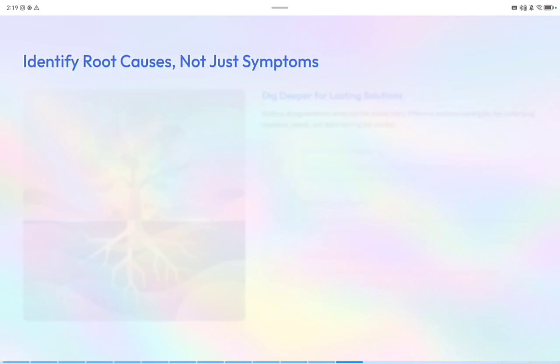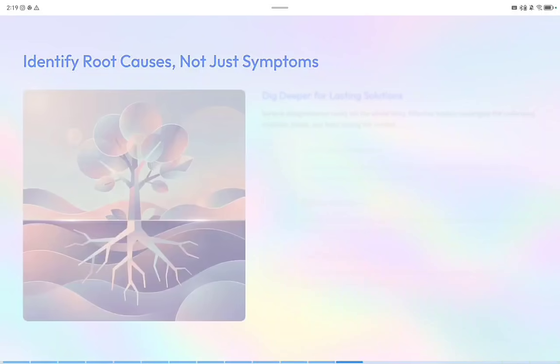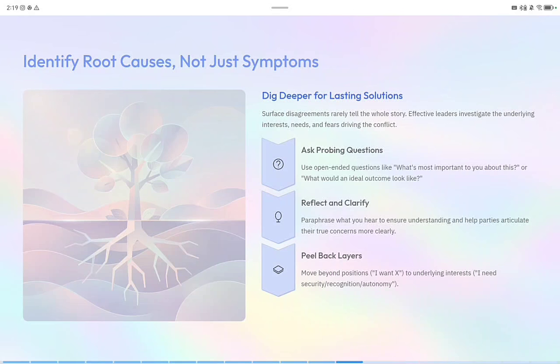This is an extremely important one. Do identify the root cause and not just the symptom. It's extremely important to find lasting solutions for all the problems. Okay? Now, how do we do that? How do we go about digging deeper for lasting solutions? A lot of times, surface disagreements rarely tell the whole story. Effective leaders investigate the underlying interests, needs, and fears driving the conflict.